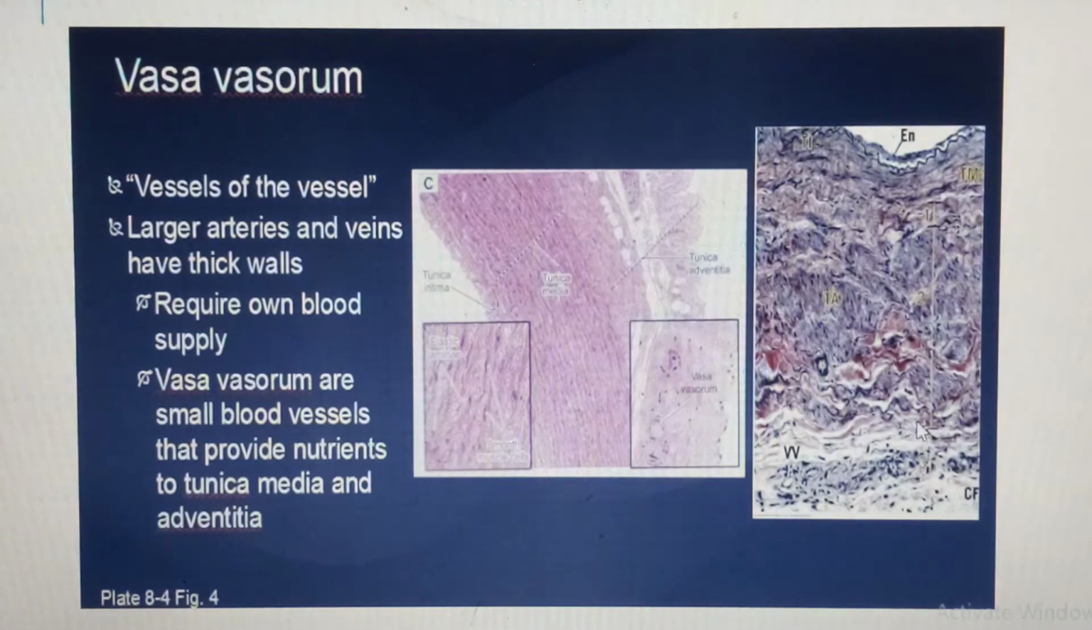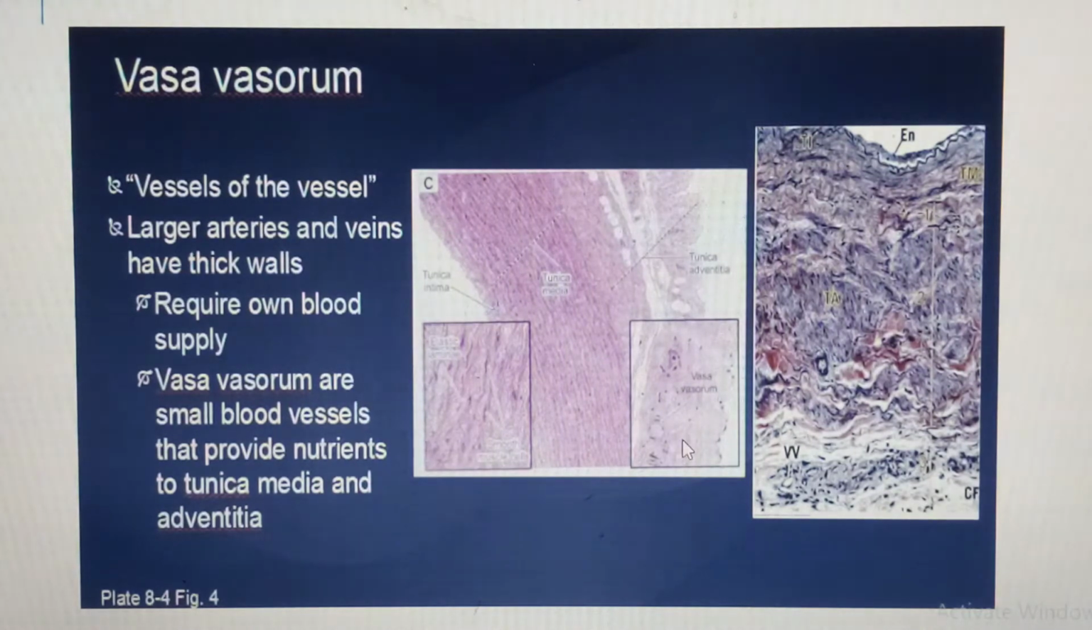So that's the vasa vasorum. We can see one here, and there's another one that we can see over there. If we have a vessel which is quite thick, then we are going to find a lot of vasa vasorum in there. But in histological sections, we find more vasa vasorum in large veins than in large arteries.